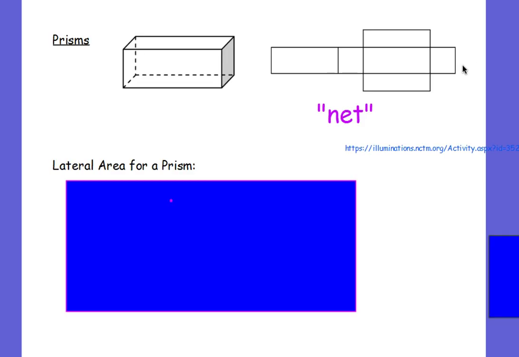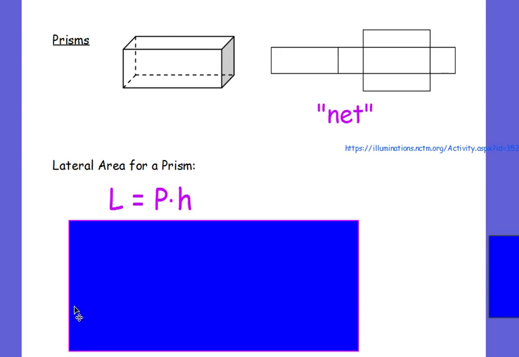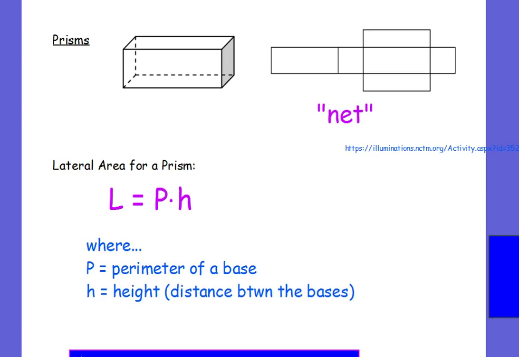Okay, lateral area for a prism, go ahead and write that formula down. I do L for lateral area. Some teachers do LA for lateral area. I just do L, so it doesn't look like L times A. Lateral area is the perimeter of the base, which I write as capital P, times the height of your figure. Okay, and this is important to write right here, what those letters represent.